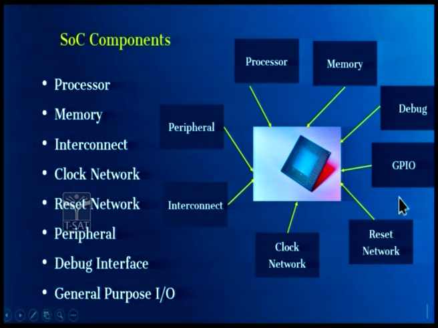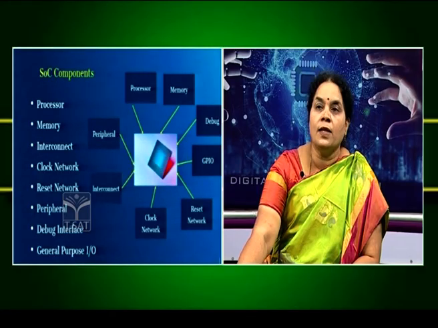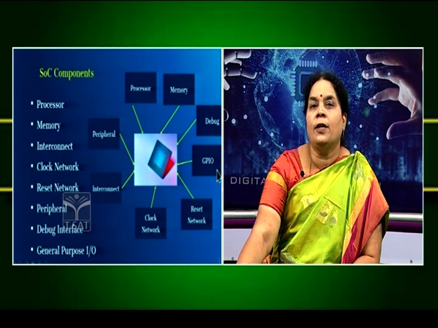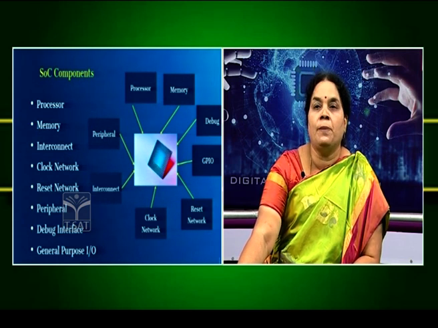The next component on this side is the general purpose I/O. Peripherals are meant for data transfer in a specified format, interacting with the other SoCs which are outside. But the GPIO is a point to point path to communicate with the external world, and it is called a general purpose I/O.